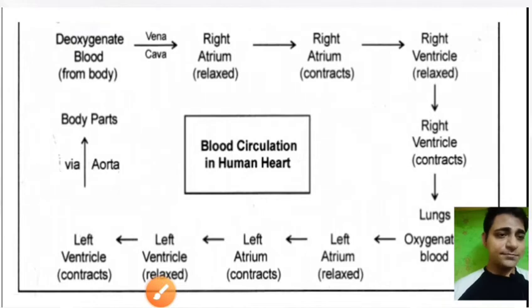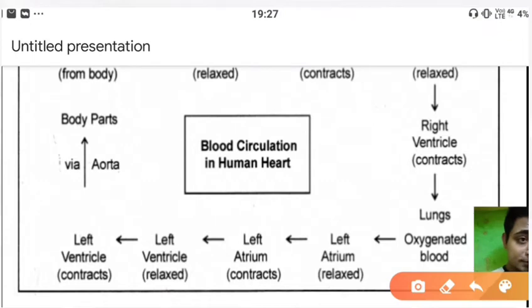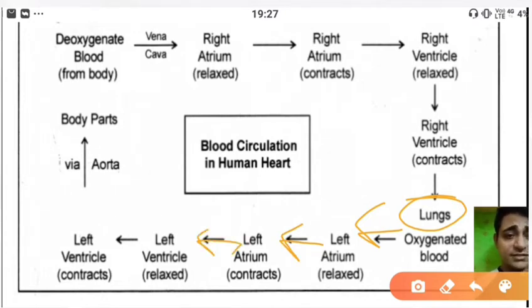So here you can see the circulatory pathway of our heart. It's shown in a flow chart. Suppose we start from the lungs. After purification, the lungs carry oxygenated blood. Oxygenated blood will be sent to the left atrium through the pulmonary veins. The left atrium will send the blood to the left ventricle. The left ventricle will send the oxygenated blood to different body parts through the aorta.